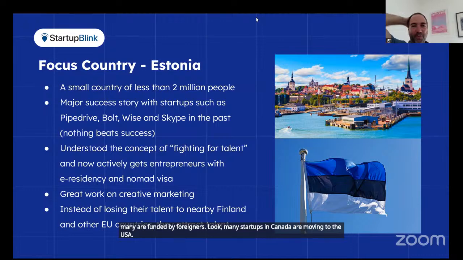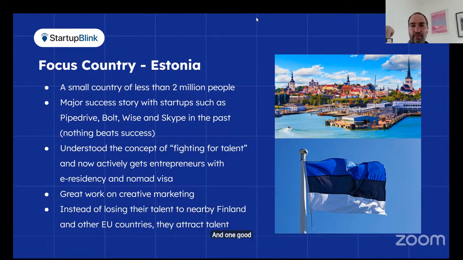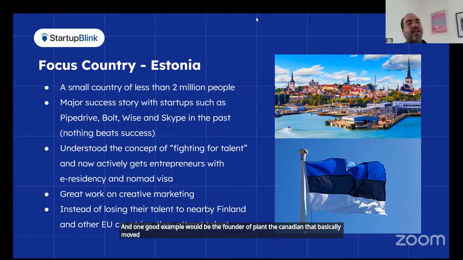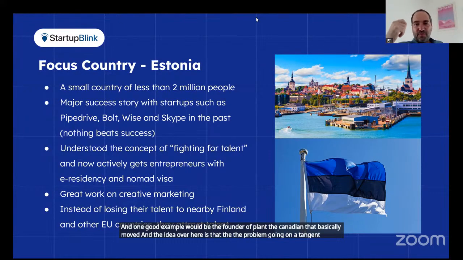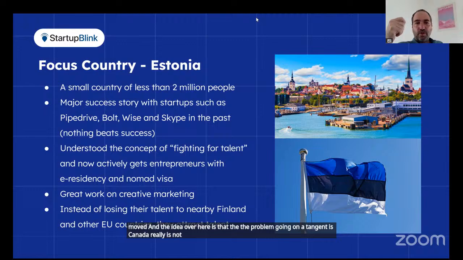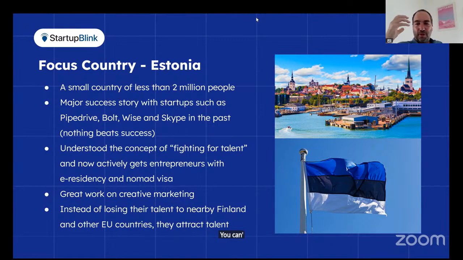One good example would be the founder of Snap, that is Canadian, that basically moved away. And the idea over here is that Canada, going on a tangent, has really not created in the last few years very high quality startups. You can't even name a really world-class startup, maybe one or two, but not more. And I can't even think of one.